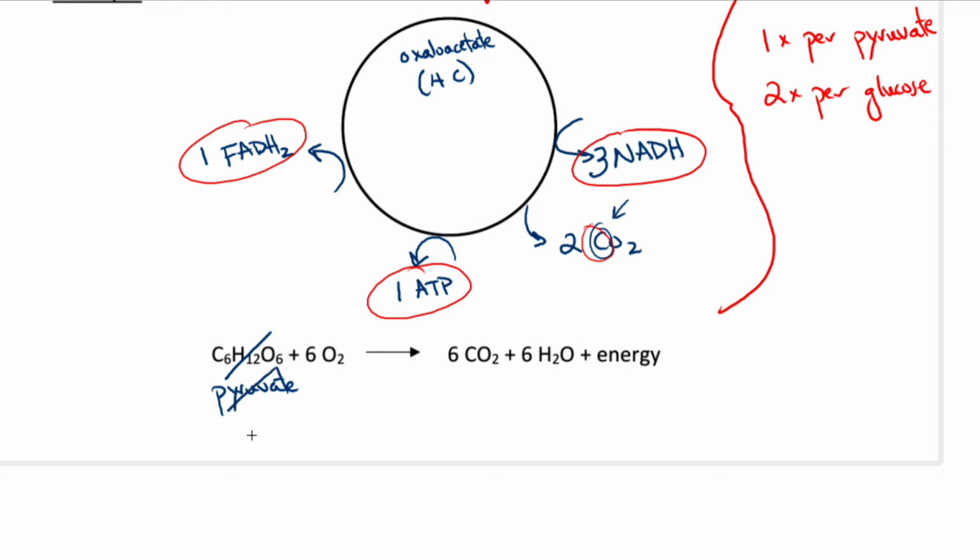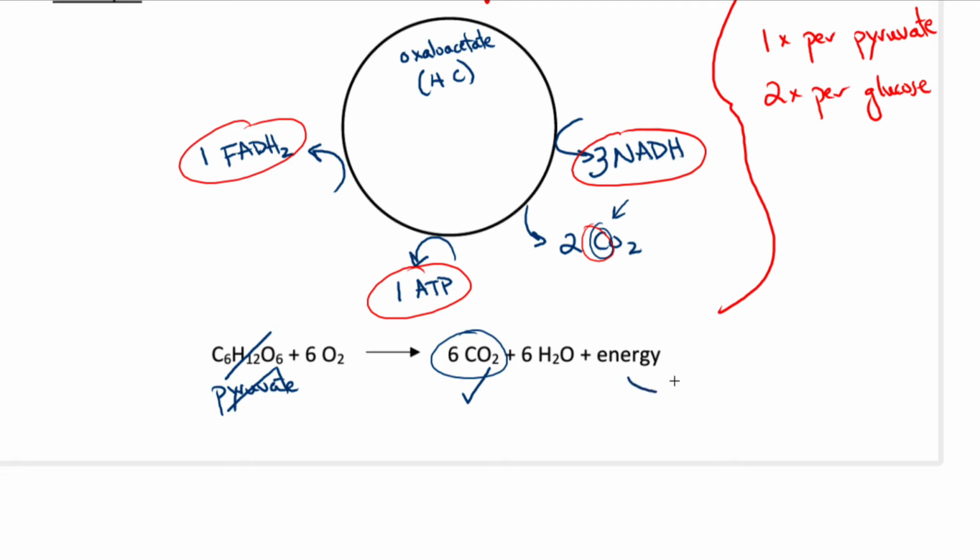Now we fully oxidized the pyruvate, and so there's no more pyruvate anymore. All the carbons have ended up over here in carbon dioxide. So now we've formed all the carbon dioxide that we're going to form in aerobic cellular respiration. It's all formed in the link reaction and Krebs cycle. We haven't used any oxygen yet, and we haven't made any water yet. Those are coming up later in the electron transport chain.